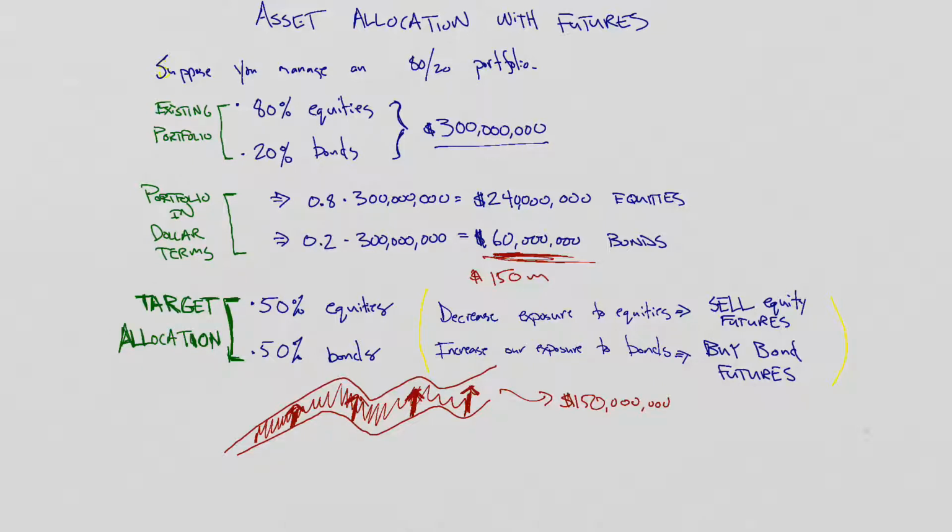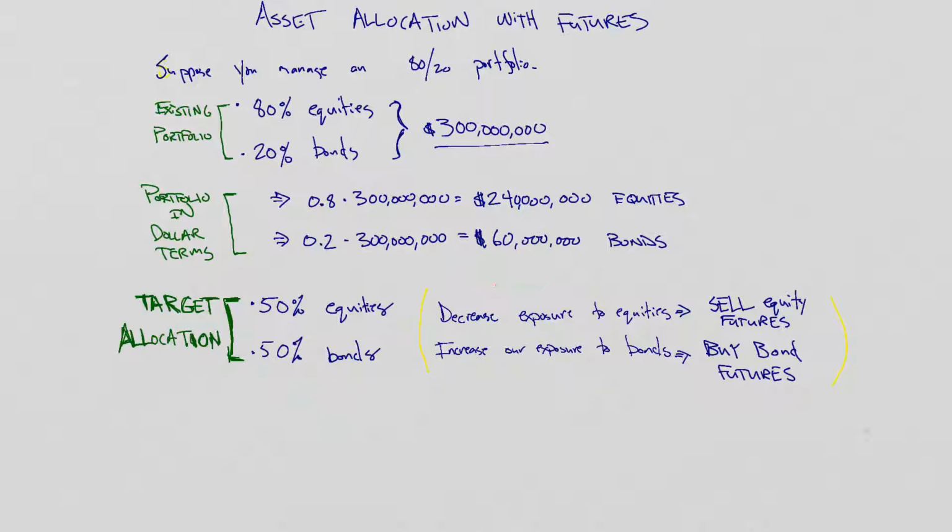So putting some numbers on all of this, if our target allocation, what we want to get to, is a 50-50 mix of equities and bonds, and we're still managing a $300 million portfolio, it's just that we're adjusting the mix of equities versus bonds, then these are the dollar amounts that we want to invest in stocks and bonds, respectively. 150 million in each.